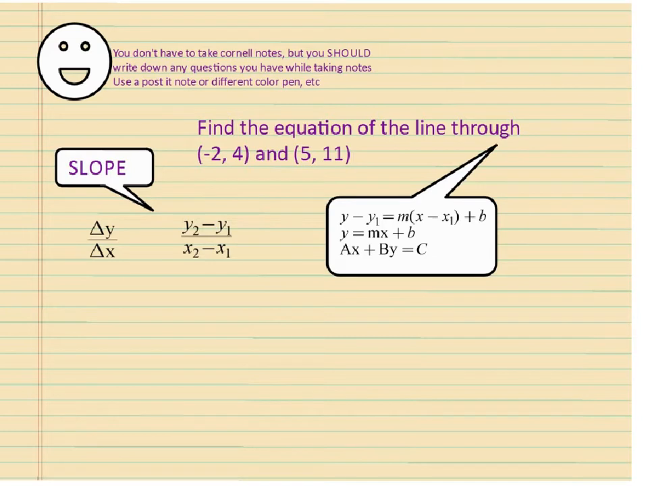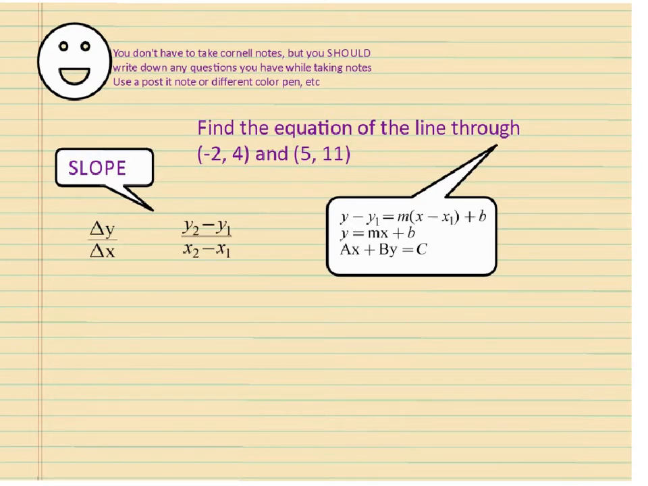All right, so I said something about Cornell notes. You don't have to take Cornell notes, but you should write down questions you have. So if you have a question, write it in the margins, write it on a Post-it note, write it in a different colored pen so that when you come to class the next day, you can ask them.